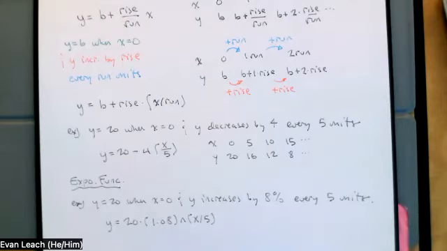I could raise the 1.08 to the 1/5 to figure out what the base is, to figure out what's happening every 1 unit. But usually by the time we get to that point in our exponential function life, we're super far removed from constructing linear functions. That makes sense?